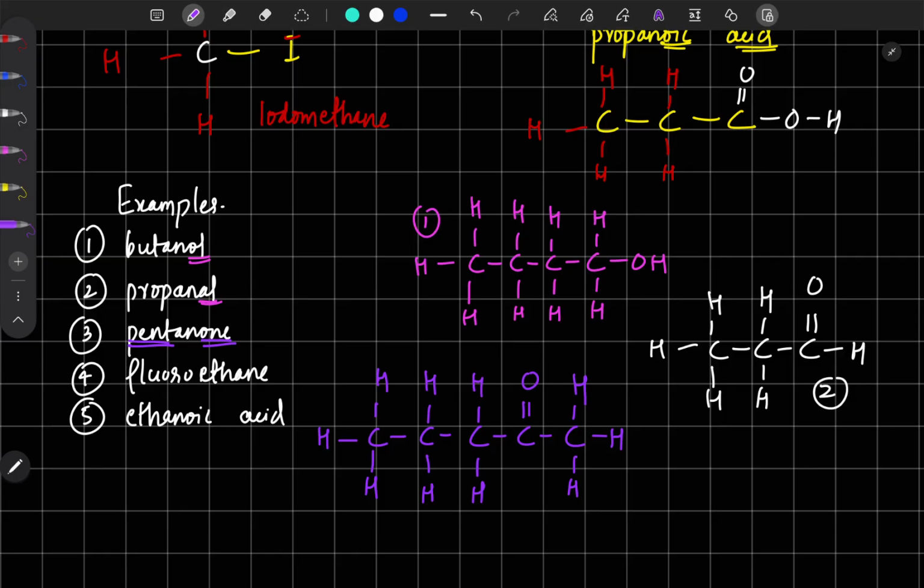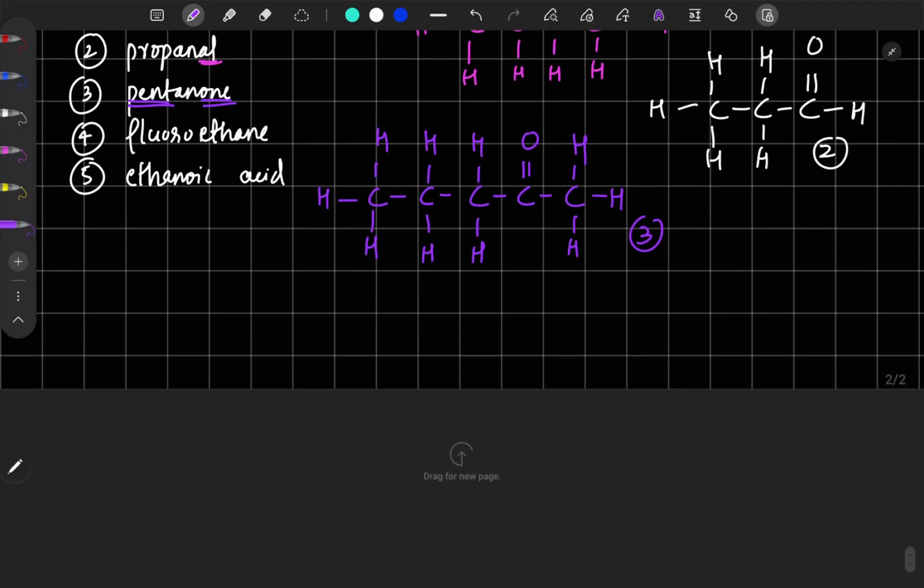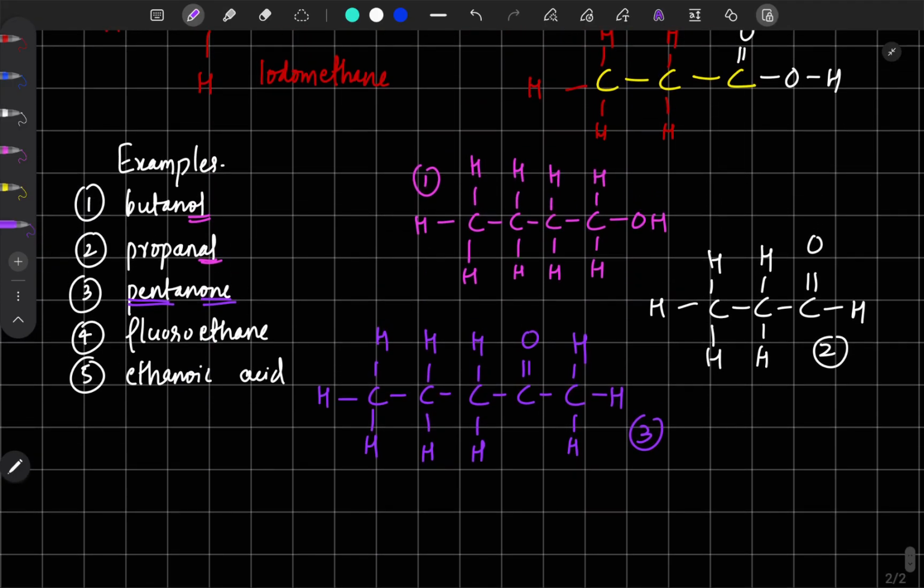Okay, so that is the third example. Fourth one will be what? Fluoroethane. Eth, that's the first step. Identify the number of carbon atoms: 2 carbon atoms. Fluoro means what? F. That is the functional group. Now attach hydrogens to fill the remaining valency. It's easy. You got fluoroethane. It's as easy as that.